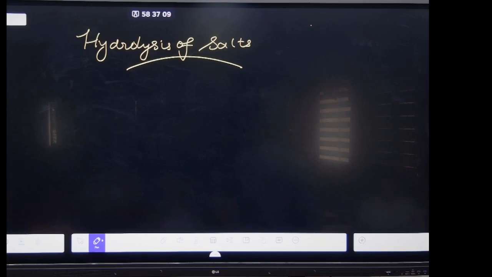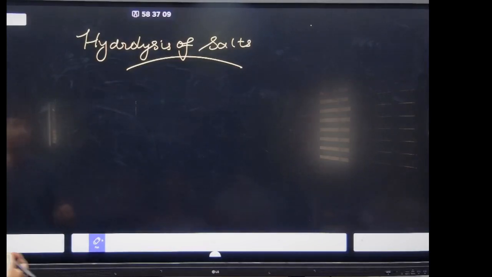So you know the meaning of salt. What is a salt? Salt is basically formed when an acid and a base react with each other. So there will be a cationic part and an anionic part. For example, you have NaCl. Got it? So that is a salt. Clear?